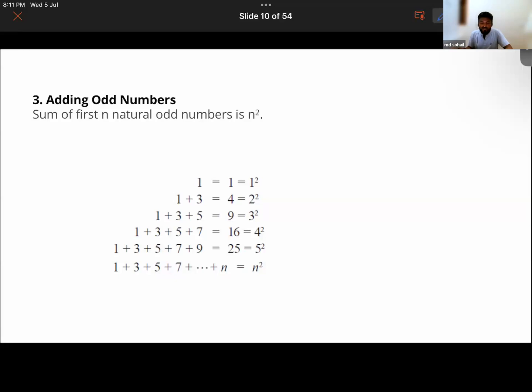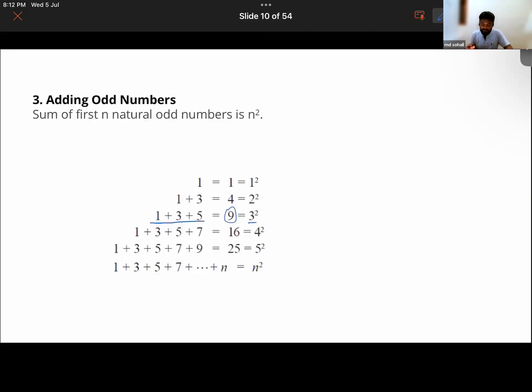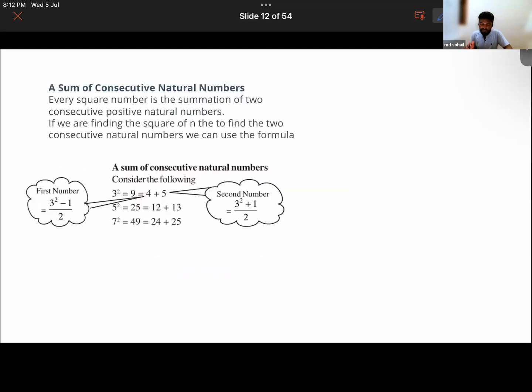Yes, sir. Then we had another property, adding odd numbers. When you add consecutive odd numbers, you also get a square number. So let's suppose you add 3 consecutive odd numbers, you get 9, and it's the square of 3. Then any square number must be the sum of consecutive odd numbers starting from 1. Any square number, it's the sum of consecutive odd numbers that starts from 1. Right, guys? Yes, sir.